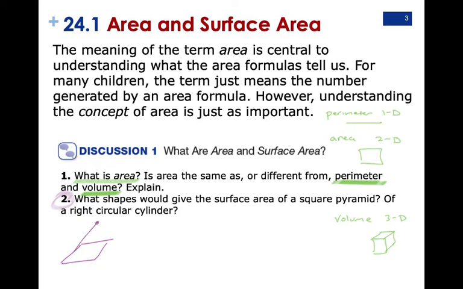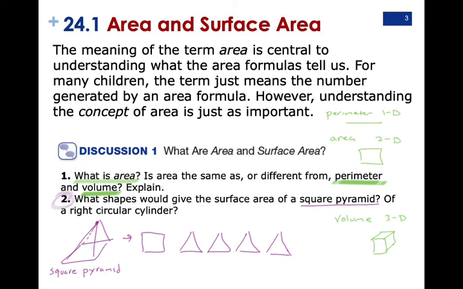And then what shapes would give the surface area of a square pyramid? So thinking about the surface area of the square pyramid, seeing if they could break this apart. So noticing that the base would be a square, and then they would have 4 triangles for the entire sides around.